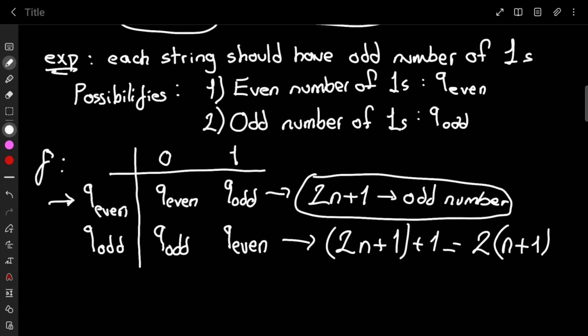Finally, we should put the initial state and the final state. And we can indicate them in our transition diagram as follows. Q even is the starting state, so we can indicate it with an arrow. Since our question requires a string to have an odd number of ones, our final state should be Q odd.